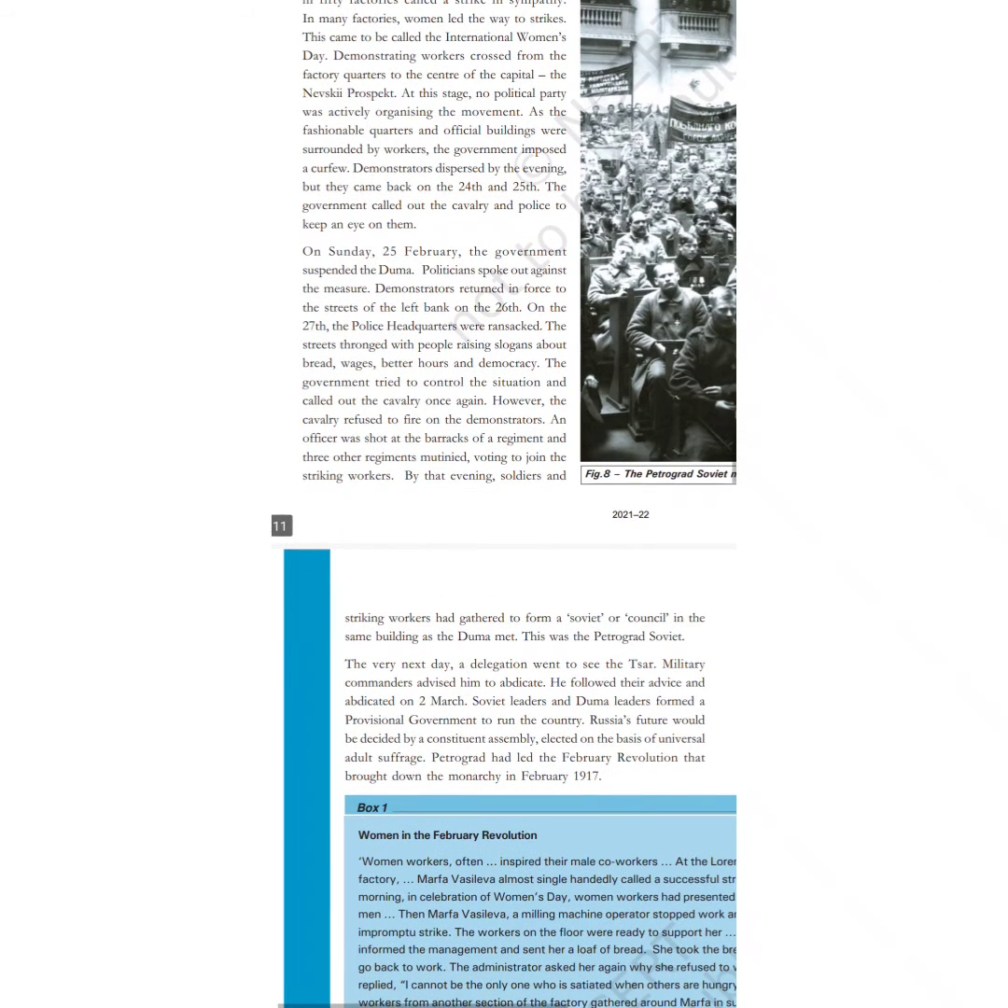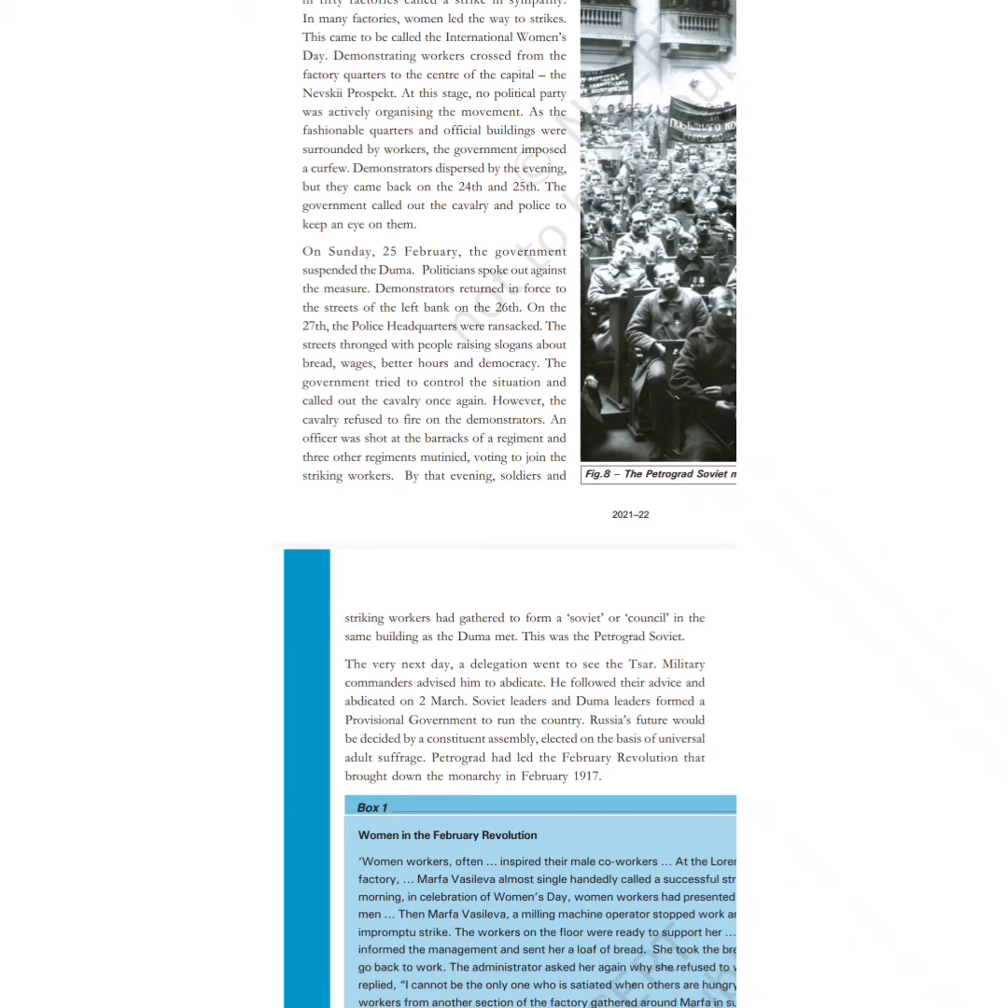Furthermore, class, the very next day, a delegation of military commanders went to see the Tsar and advised him to abdicate. Now, what happened, class? On 28th February, they went to see Tsar Nicholas and advised him to abdicate, in the sense of bowing down or agreeing. He followed their advice and abdicated.